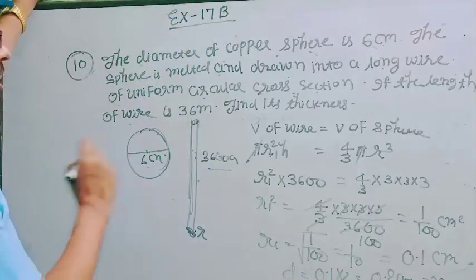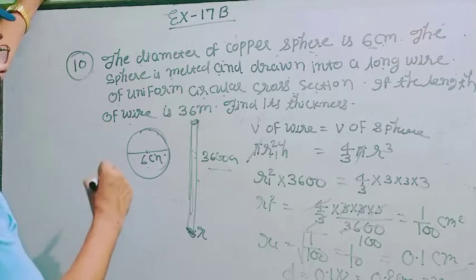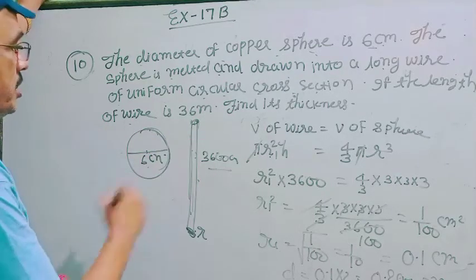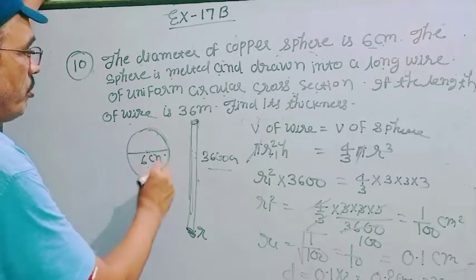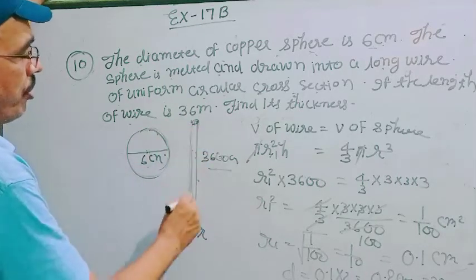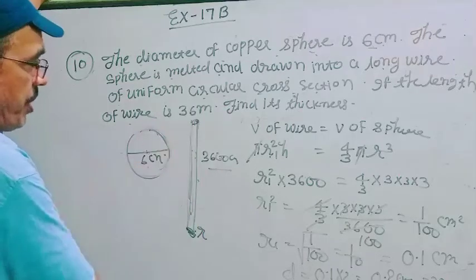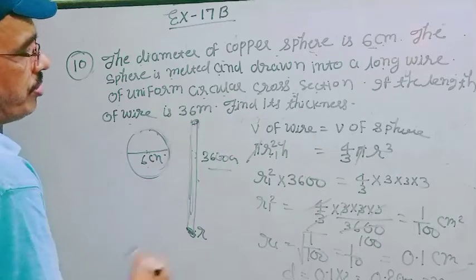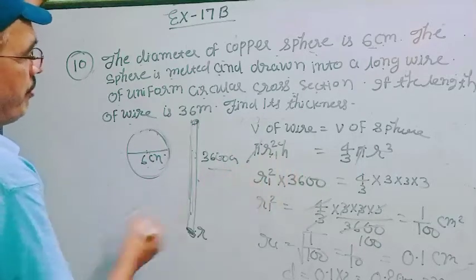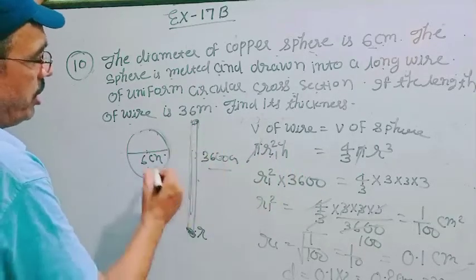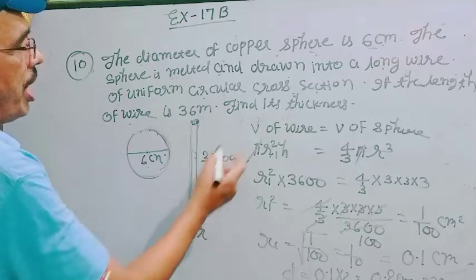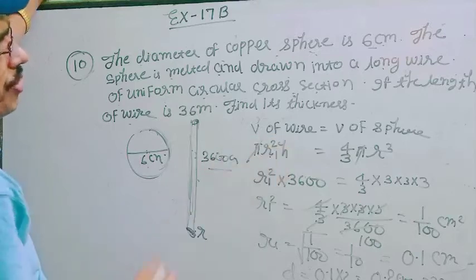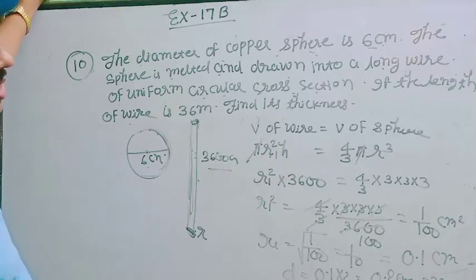Your question is related to one thing being melted and another drawn from it. Then it is clear that the volume melted is equal to the volume that is drawn from it. One is the shape of a sphere, another is the shape of a cylinder. So volume of a sphere is equal to volume of cylinder. From this formula you can find the value of R. And when you find the value of R and your question is to find the thickness, that means the diameter, so you multiply by 2 and you get the diameter.